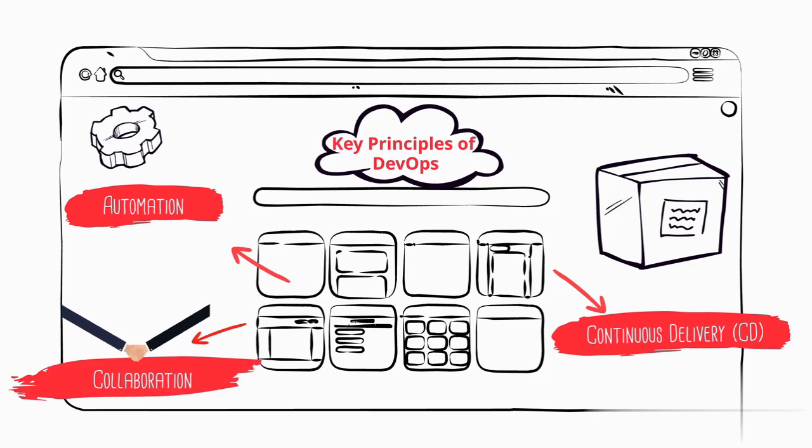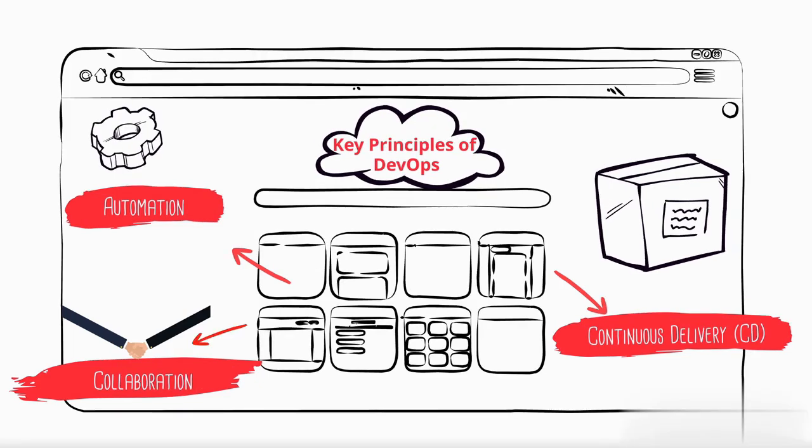Collaboration. DevOps fosters a cultural shift towards better collaboration and communication between development and operations teams. This involves breaking down silos, fostering a shared responsibility for software delivery, and promoting a culture of continuous improvement.